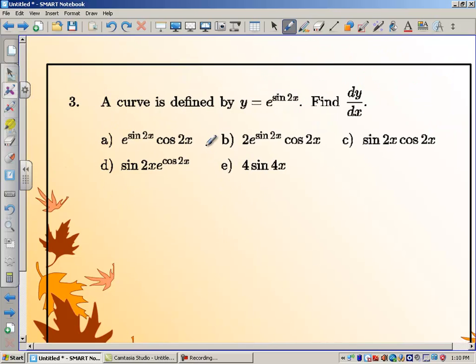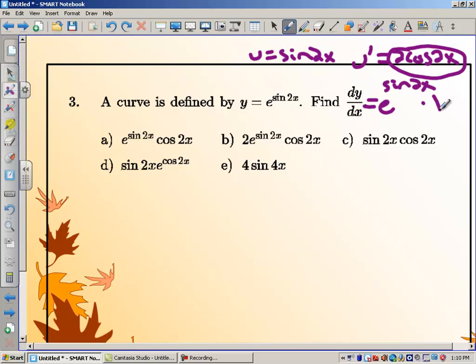Third one. A curve is defined by y equals e to the sine 2x, find dy/dx. Well, here if u equals sine of 2x, then u prime is 2 cosine of 2x. So the derivative is going to be e to the sine 2x times u prime, so it's e to the sine of 2x times 2 cosine of 2x. It looks like we have it right here.